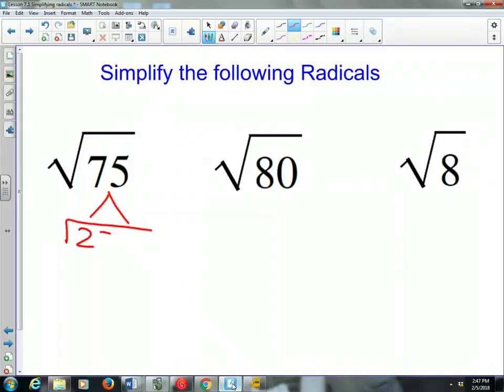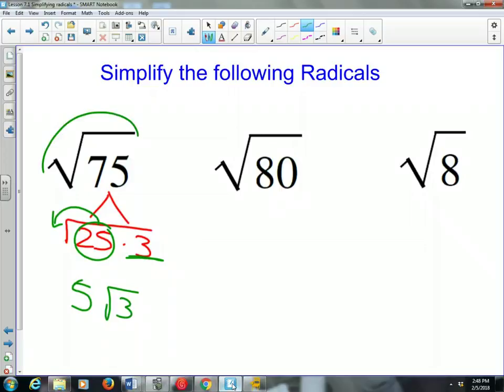Well, it is 25 times 3, isn't it? The perfect square is 25, and 25 times 3 is 75. So the square root of 25 is 5. So 5 can come out of the radical. Square root 3, sorry buddy, you have to stay in there. So root 75 is the same answer as 5 root 3.